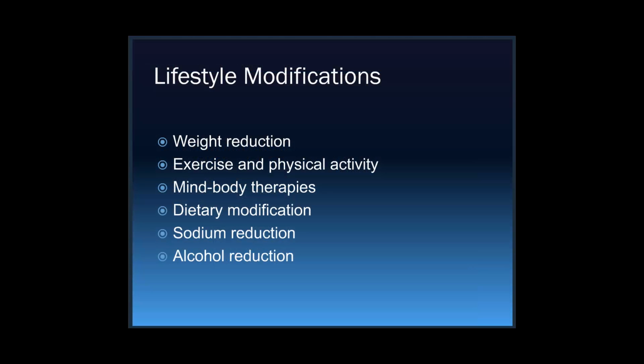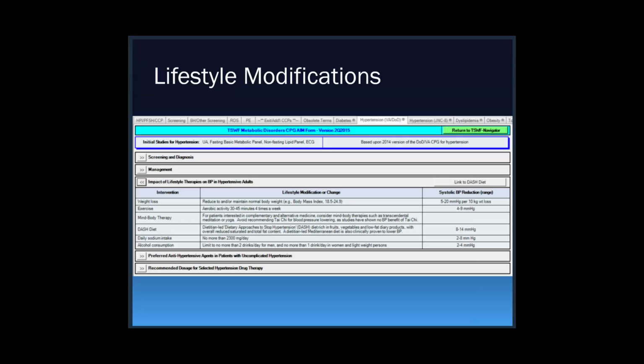Well, that pretty well covers the basics of diagnosis and pharmacologic treatment, but our guidelines also focus on lifestyle modifications, so let's look at those. The recommendations fall into the following areas. We've placed details about all these items on the DoD-VA Hypertension tab to give you an idea of the various recommendations and what kind of systolic blood pressure reduction you can expect. I want to just quickly highlight a couple of these.